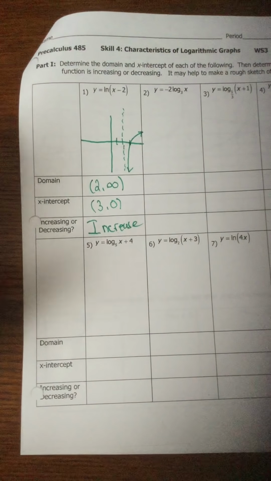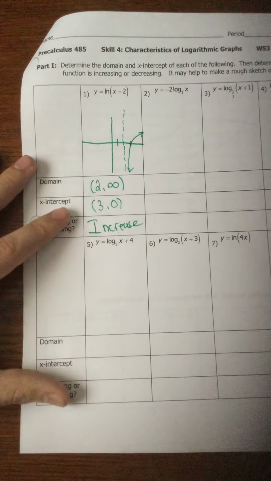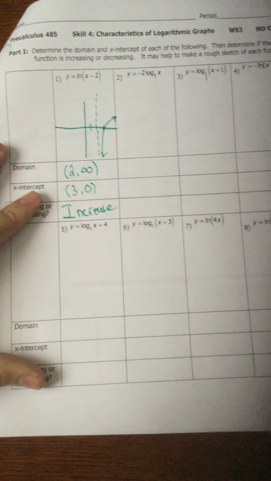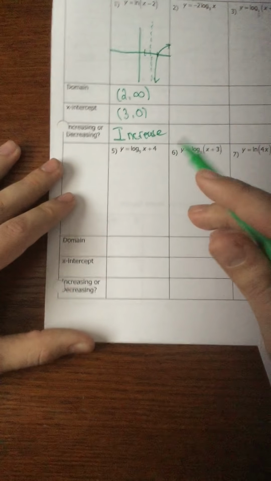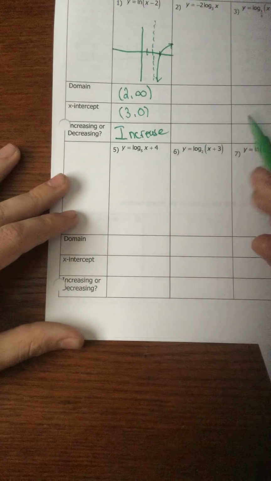All right, so there you go. There's that one. Let's do another one. How about, oh, getting real weird. How about we go, oh, this one over here. How about number 5? All right, so we got log base 5 of x plus 4.